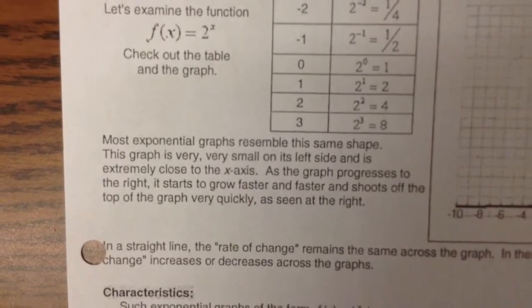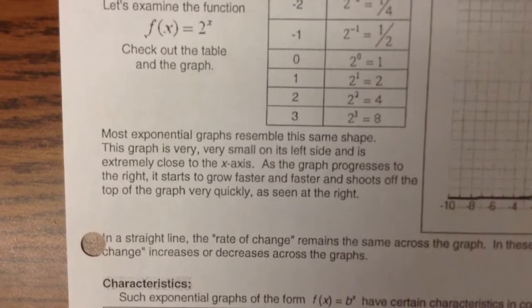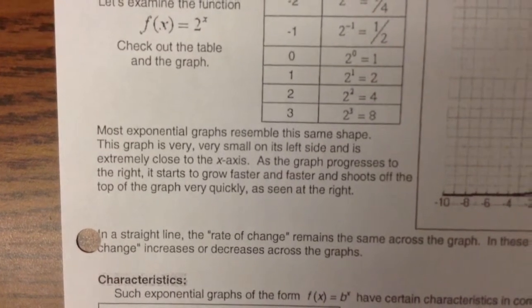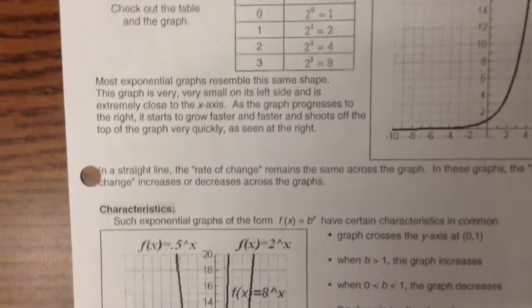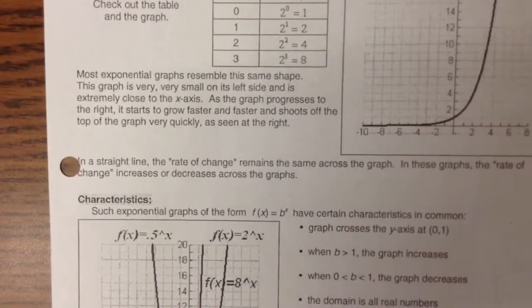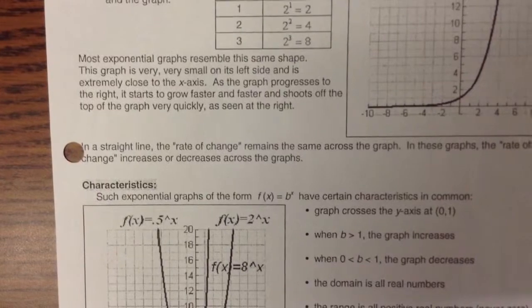So there it is. Most exponential graphs resemble this same shape. The graph is very, very small on its left side, very close to the x-axis. As the graph progresses to the right, it grows faster and faster and shoots off the top of the graph very quickly. In a straight line, the rate of change remains the same across the graph. In these graphs, the rate of change increases or decreases across the graph.